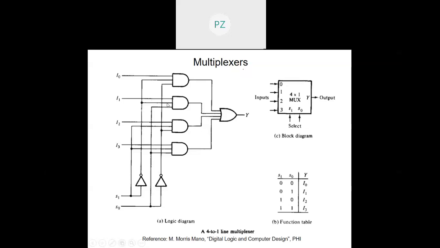Now, since both these inputs for this gate are 1, 1, I'll get an I1 here. So I1 plus 0 plus 0 plus 0 will be I1. So under the condition S1 S0 being 0, 1, I'll get I1.